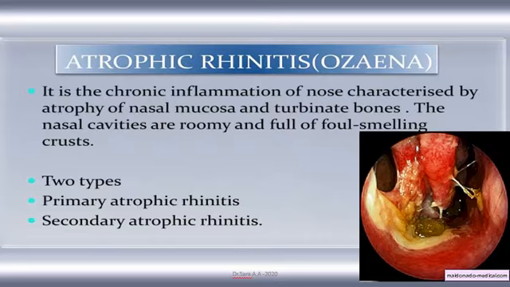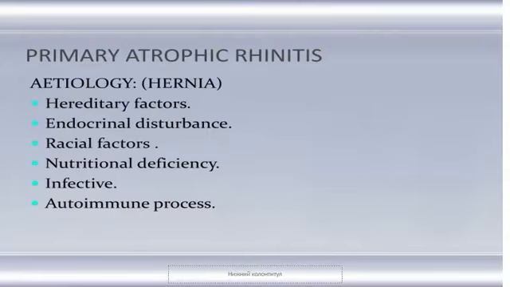What is atrophic rhinitis? It is a chronic inflammation of the nose characterized by atrophy of the nasal mucosa and turbinate bones. The nasal cavities are roomy and full of foul-smelling crusts. There are two types of atrophic rhinitis, primary and secondary. In primary atrophic rhinitis, hereditary factors, endocrine disturbance, racial factors, nutritional deficiency, and infective and autoimmune processes are the etiology of atrophic rhinitis.